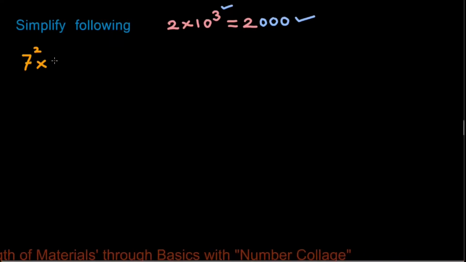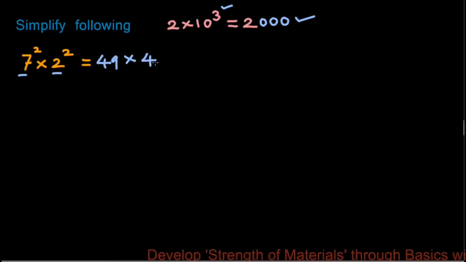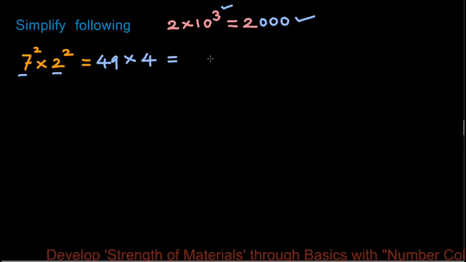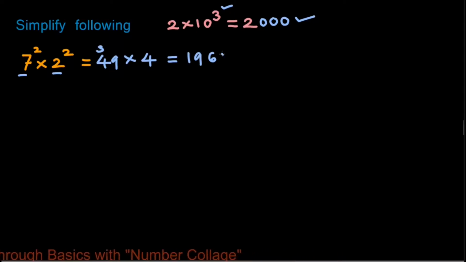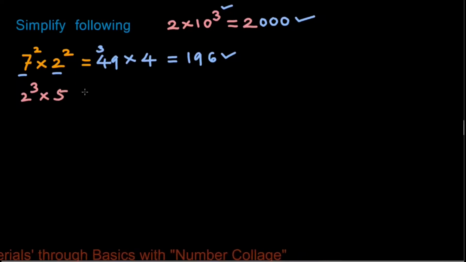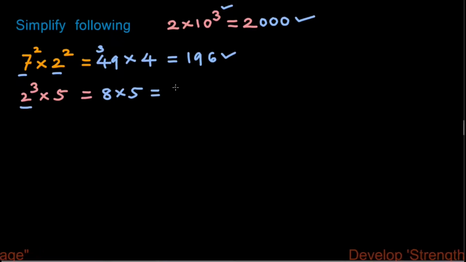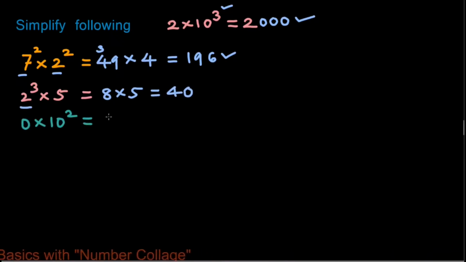7 squared into 2 squared. 7 square is 49 multiplied by 2 squared, which is 4. So it will be 4 nines are 36, 3 carry, 4 fours are 16, plus 3, 19. So 196 is the simplified form. 2 cube into 5. So that will be 2 cube is 8 multiplied by 5. So 40 is the simplified form. 0 into 10 square will be 0, as 0 multiplied by any number is 0.